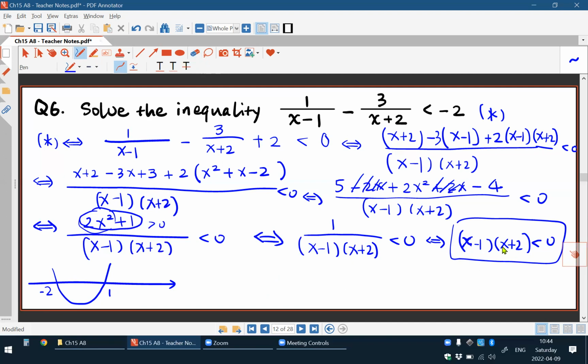And the task is to find any interval that makes this function less than 0. So we can't reach the zeros. But this interval here will make this function less than 0, right? Okay, therefore the final solution is x is between -2 and 1. Any questions? No. Okay, let's see the next one.